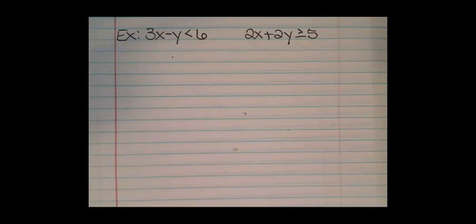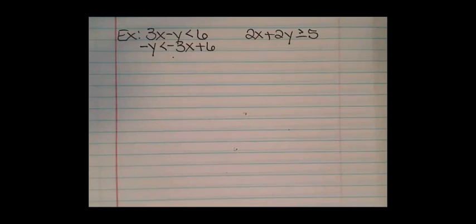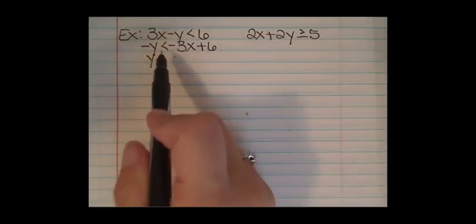So I'm going to deal with just the one on the left first. I'm going to subtract over my 3x, so I have negative y is less than negative 3x plus 6. I need that negative to go away, so I'm going to divide by it. But remember, when you divide by a negative across an inequality, it flips your sign. So that's going to be greater than, and then it's going to be a positive 3x minus 6. So don't forget to flip your sign. That'll be the first thing.